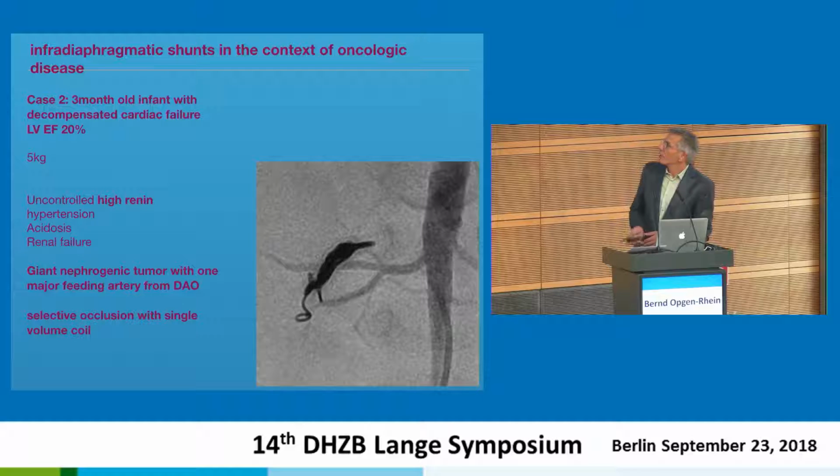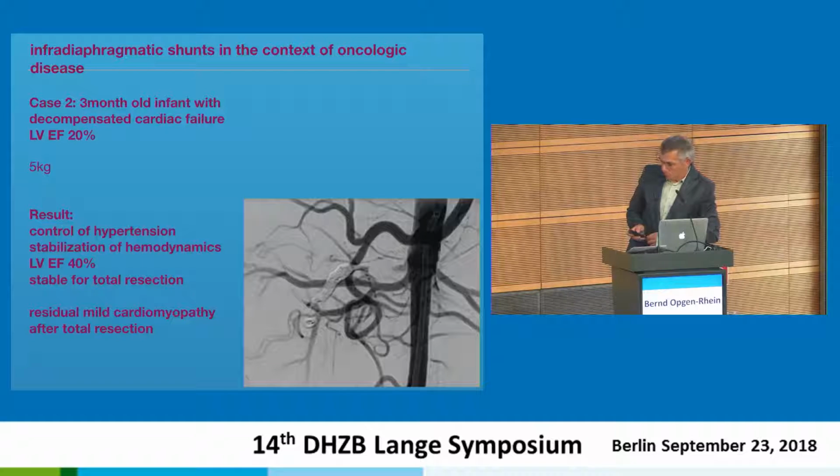And this gave a very nice result with easy control of hypertension and great hemodynamic stabilization of the baby, who then had an LVEF of 40% and was able to undergo complete resection of this nephrogenic tumor and is very well so far.